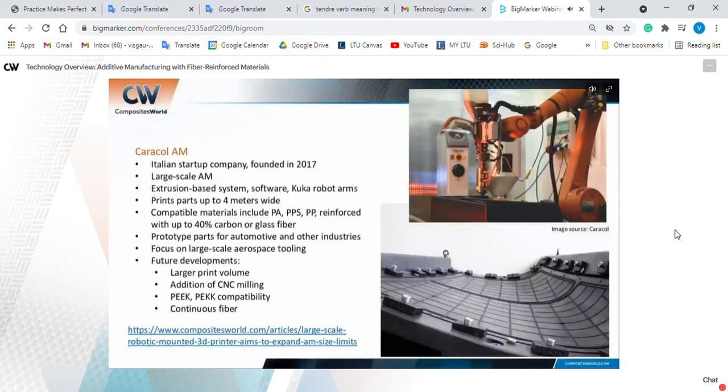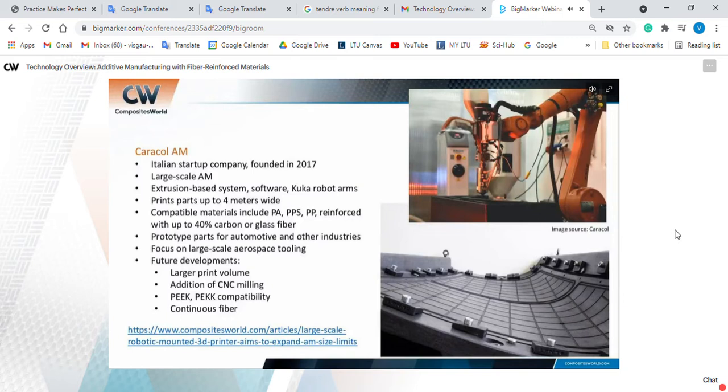Last slide here, this doesn't fit quite as neatly into my end market theme, but still wanted to include Caracal AM, which is an Italian company we wrote about in the supplement, a fairly new company that developed a large-scale additive system that's extrusion-based, using a range of resins and discontinuous fibers. Key to their technology is large scale. So they're using robotics and software to print up to 4 meters with the machine, and larger with the addition of special rails and things.